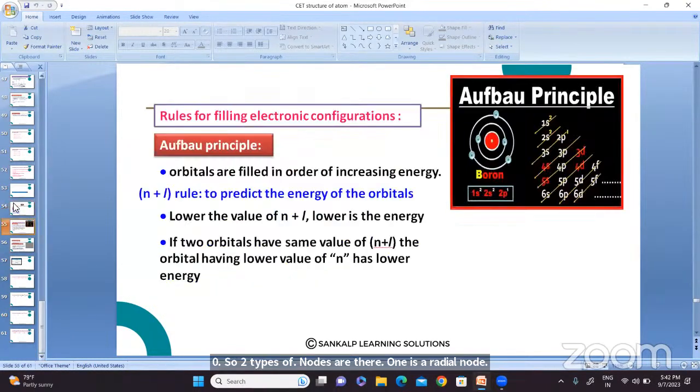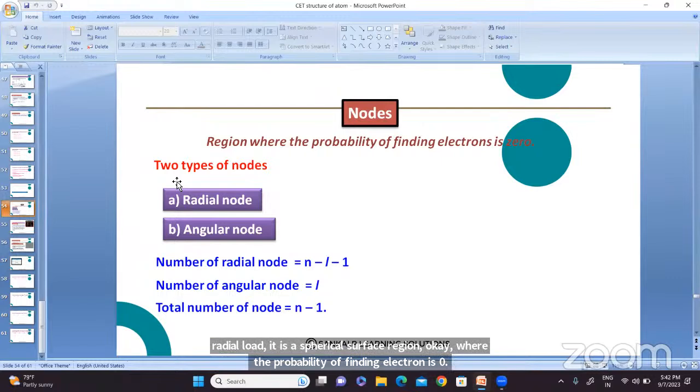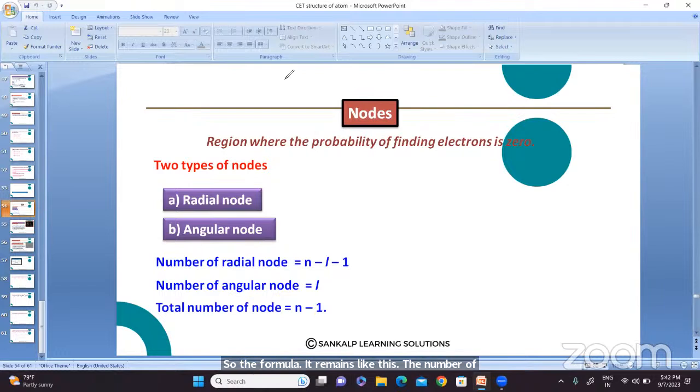Now, what do you mean by radial node? A radial node is a spherical surface region where the probability of finding the electron is 0. This radial node depends upon two things: the principal and azimuthal quantum numbers. The number of radial nodes can be calculated as n minus L minus 1.